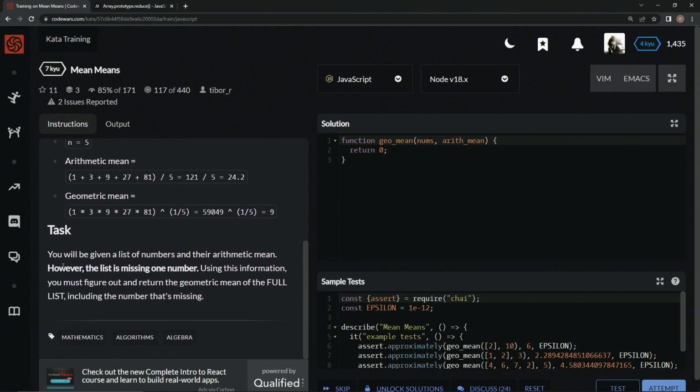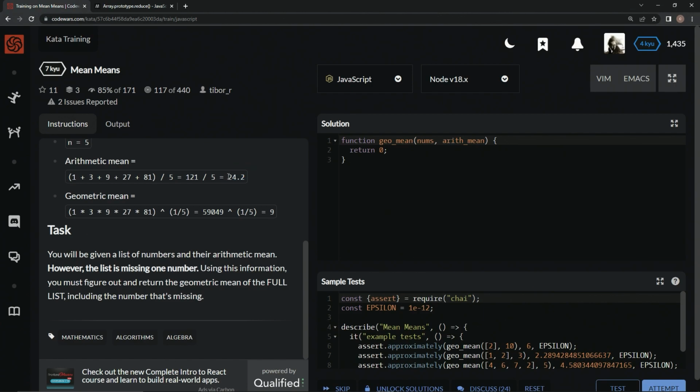All right, so our test will be, we'll be given a list of numbers and their arithmetic mean. However, the list is missing one number. Using this information, we must figure out and return the geometric mean of the full list, including the number that's missing. Okay, so basically, we're going to get this number here using these numbers minus one of them, and this number here.